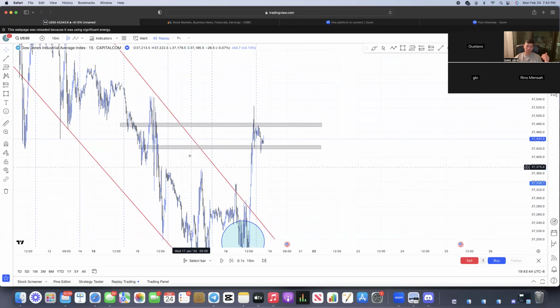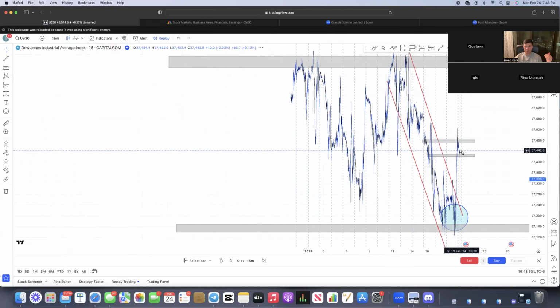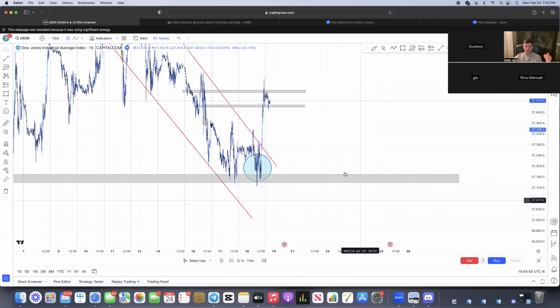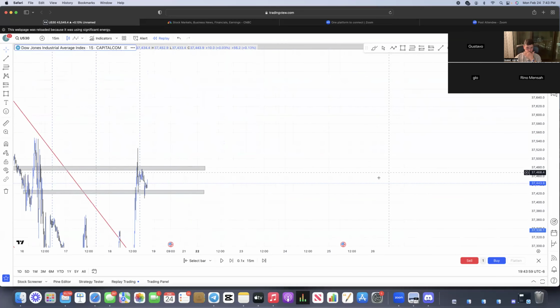So in this case, we are breaking out of this channel. We identify support and resistance on the 15-minute time frame. Let's say that it's currently 8:30 a.m. So let's see how it goes.